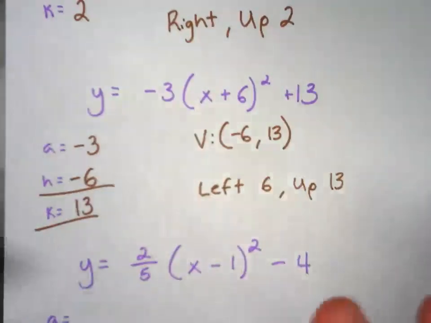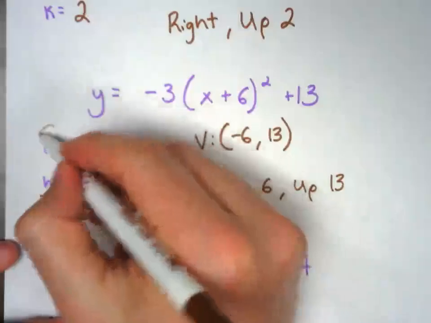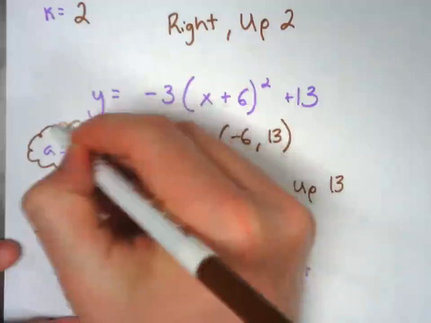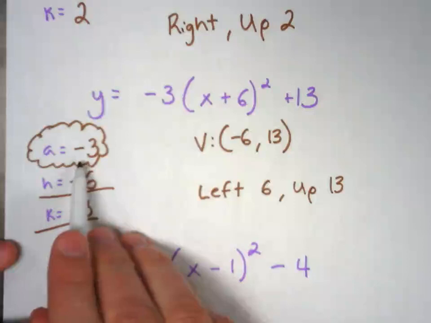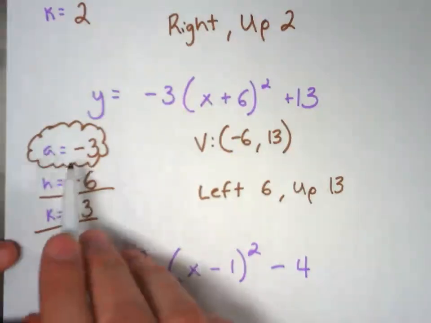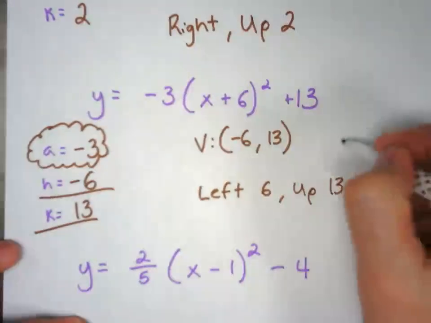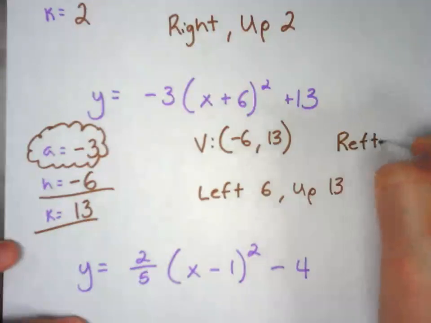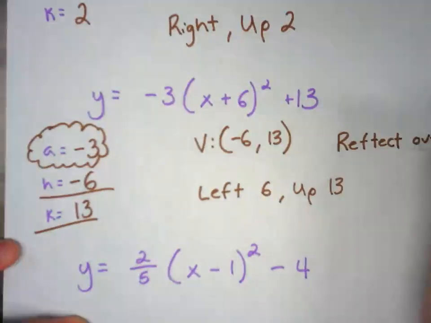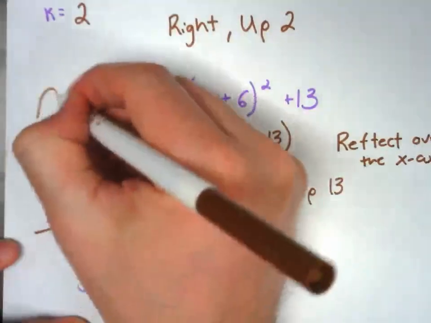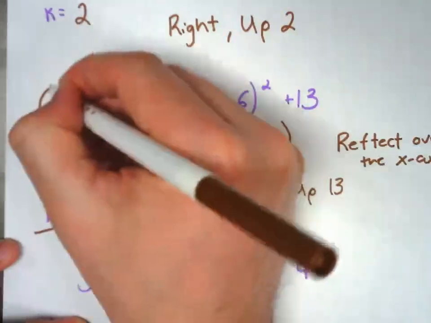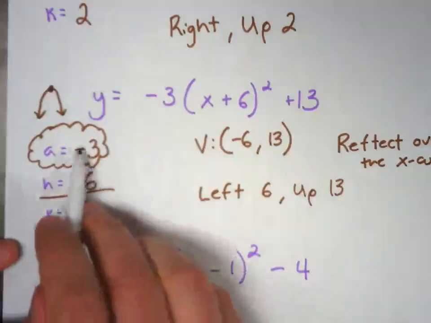Now here's a tricky part. I want you to pay attention to this with our A. So our A is negative 3. First off, notice, is it positive or negative? It is negative, so that means it's going to reflect over the x-axis. So all that means is our graph will go down. That's all that means right there. That negative means it's going to go down.